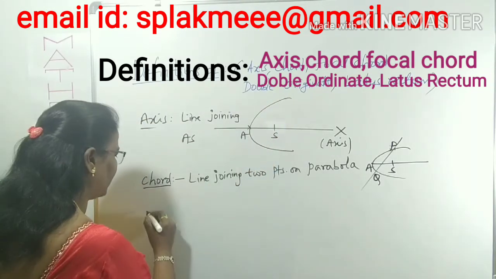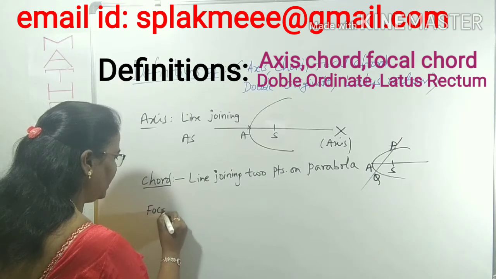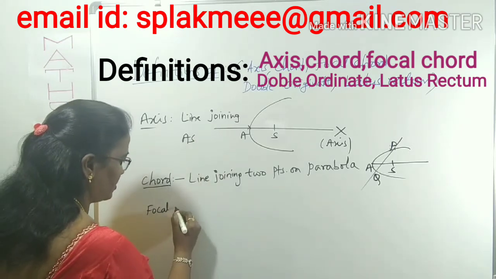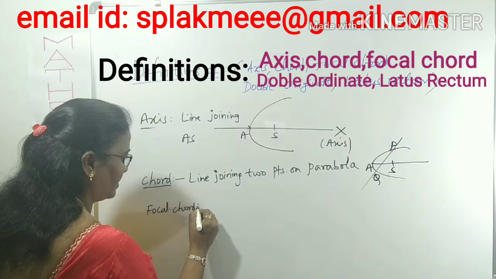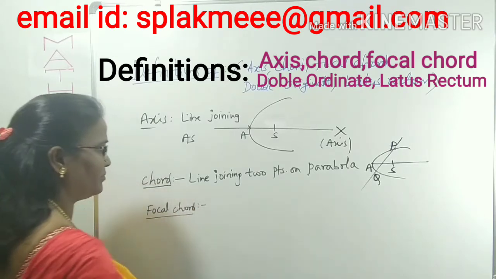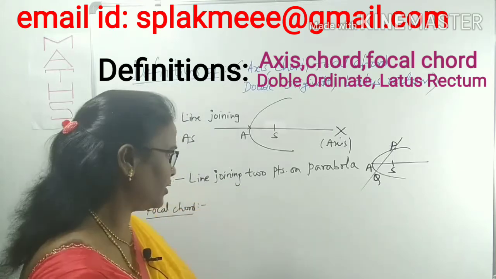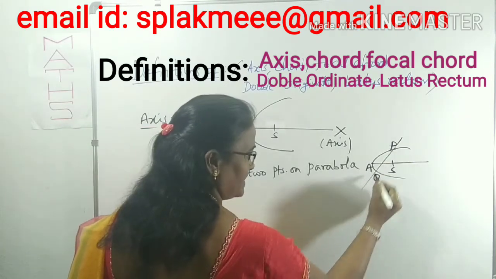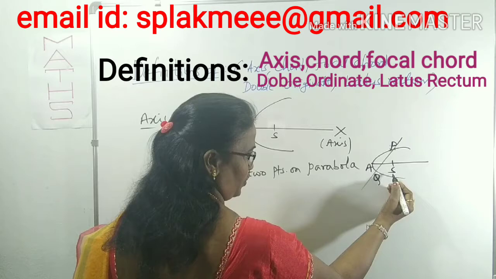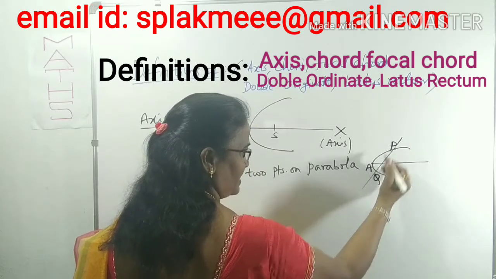Next one is focal chord. In that word itself there is a meaning. What is that called? Focal chord means simply a chord passing through the focus. For example, here, is this passing through the focus? No, it's not passing through the focus. That's why it is not a focal chord.